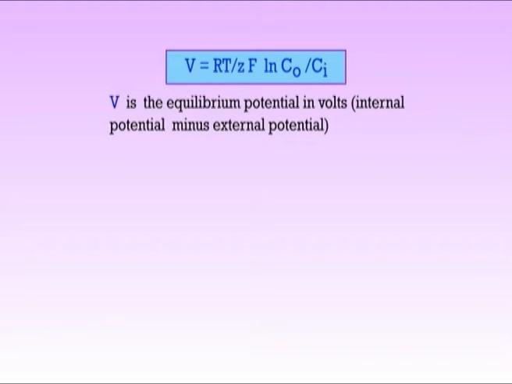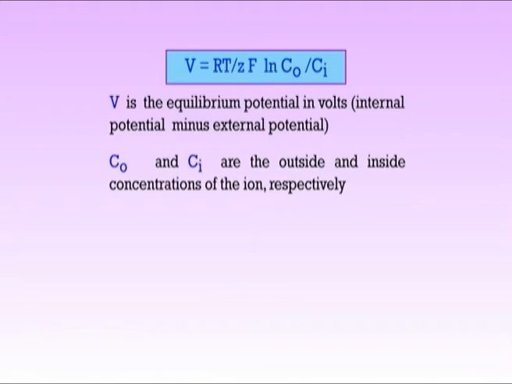The voltage gradient, which is the membrane potential at which this equilibrium is reached, is called the equilibrium potential for that ion. It can be calculated from the Nernst equation we just derived. Here, we can reproduce the Nernst equation as V equals RT by ZF ln Co by Ci, where V is the equilibrium potential in volts, that is the internal potential minus the external potential. Co and Ci are the outside and inside concentrations of the ion respectively.